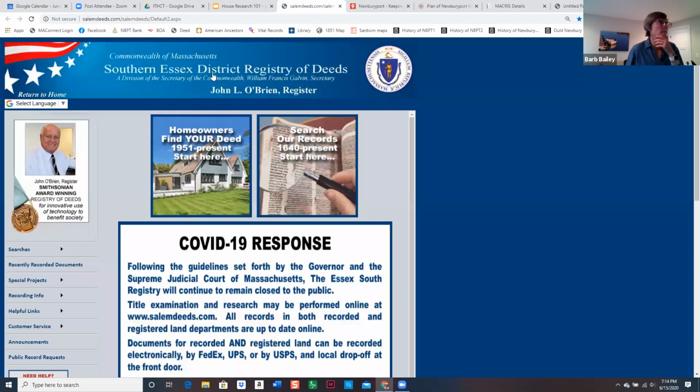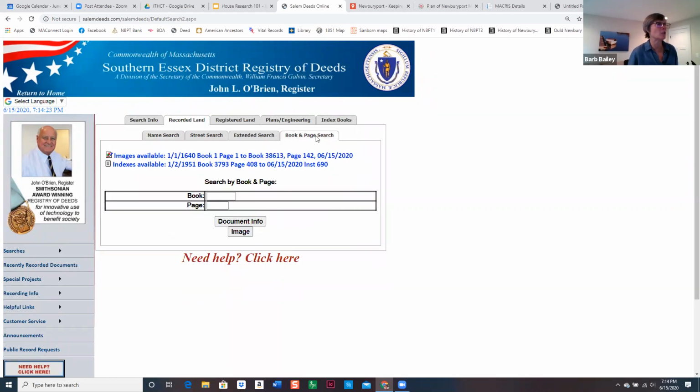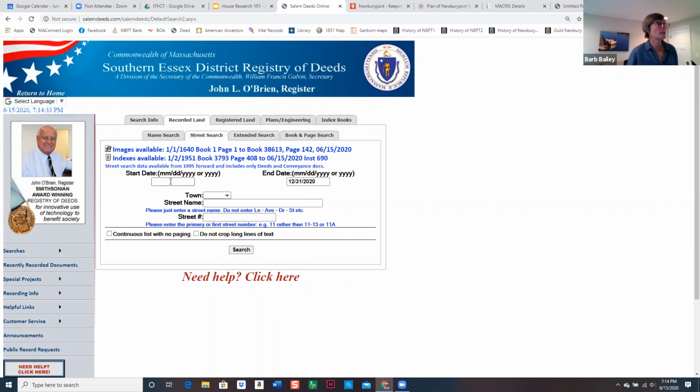So when I go into the Salem Deeds Registry, I always use this box on the right. And you see a lot of tabs here. If you know the book and page that your deed is listed on, you can go directly to this book and page tab right there, and then just enter your book and page, and I'll show you that in a second. If you don't know that, you can certainly search your house by your street. You can put in the date range, or when you bought your house. For town, you would say Newburyport, you put in your street, and then you can search.